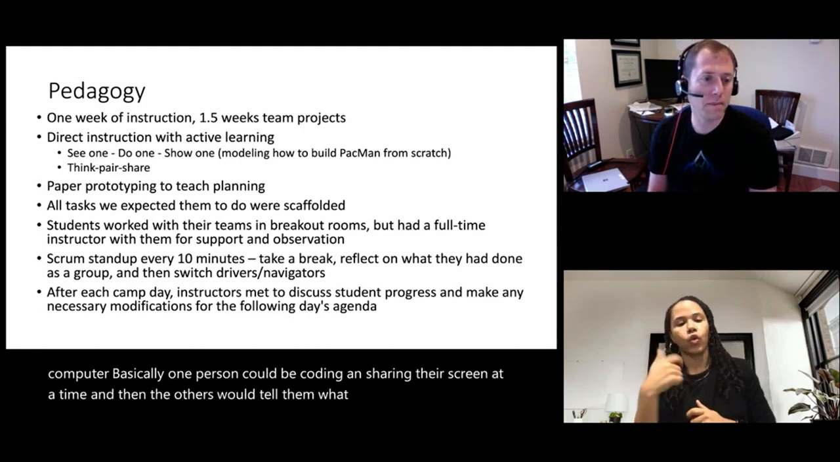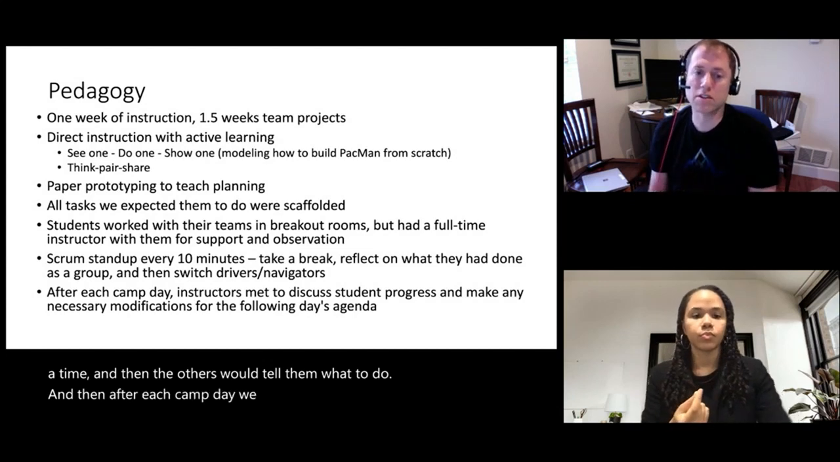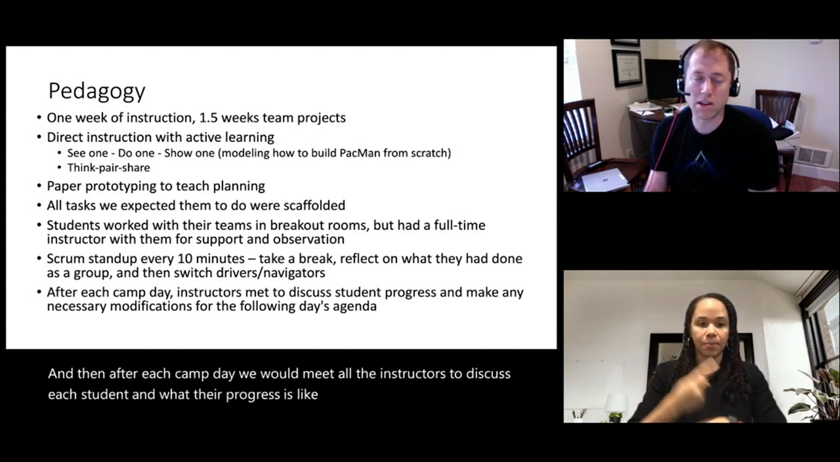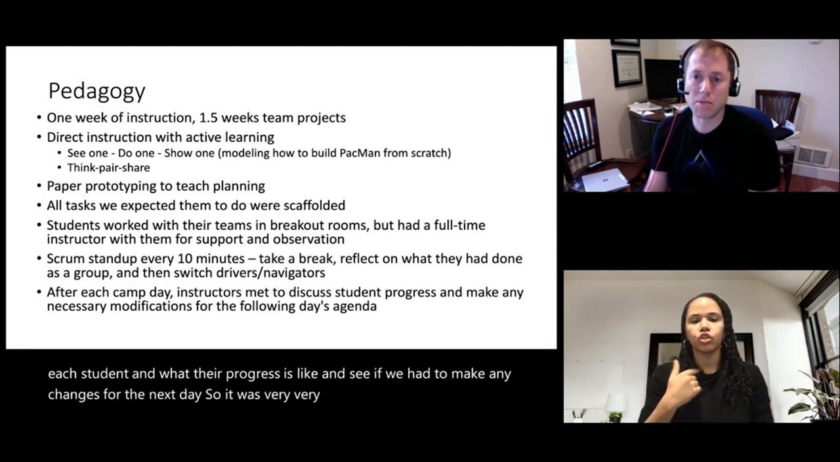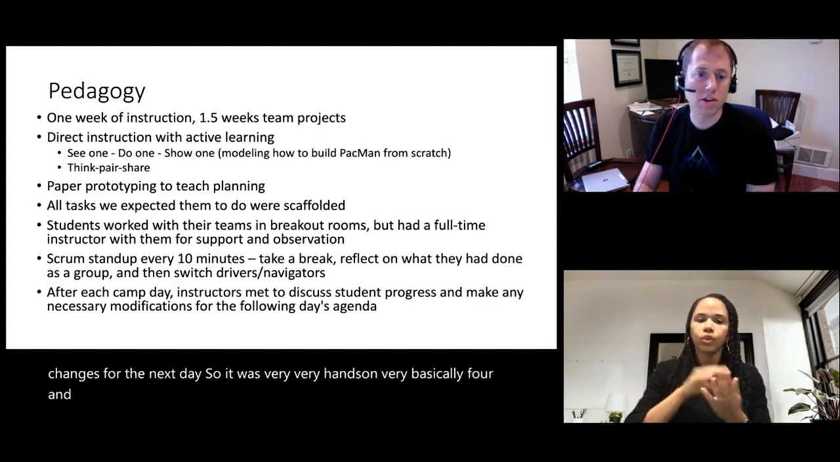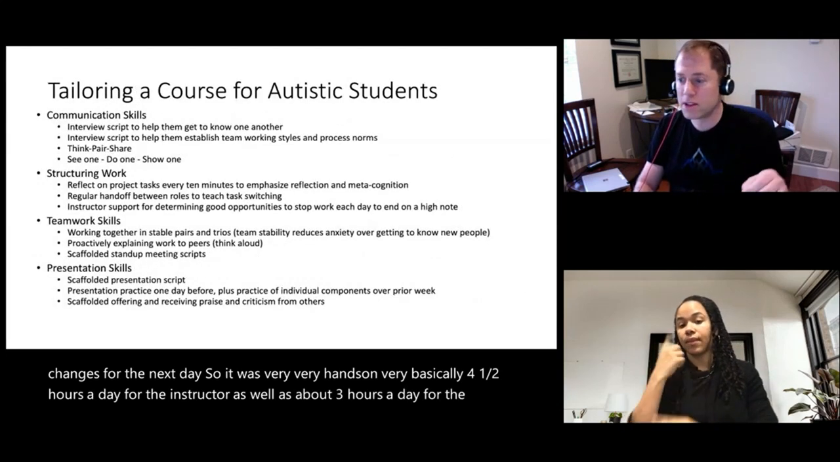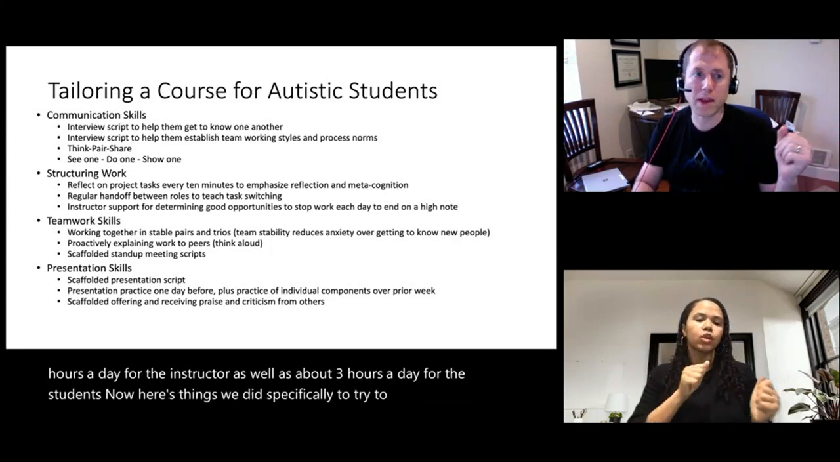And then after each camp day, we would meet all the instructors to discuss each student and what their progress was like, and see if we had to make any changes for the next day. So it was very, very hands-on, it was basically 4.5 hours a day for the instructor, as well as about 3 hours a day for the students. Now, here are the things we did specifically to try to address autism.